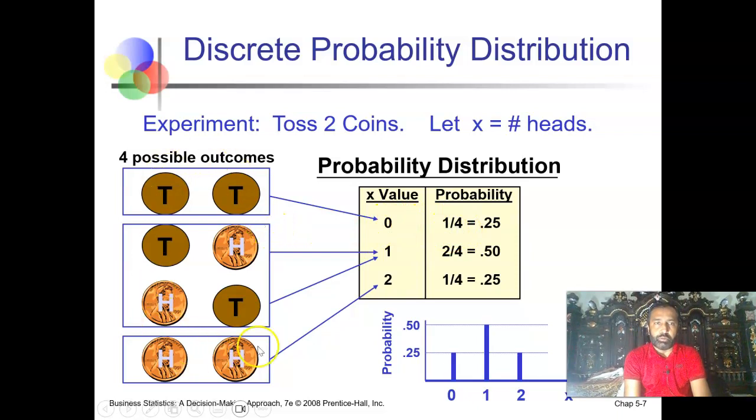And out of 4 outcomes, there are 2 outcomes in which we have 1 head, the second one and the third one. So the probability of 1 head will be 2 divided by 4, which is equal to 0.5, and for the probability of getting the head both times, 1 is the outcome, the last one, and the total number of outcomes is 4. So 1 divided by 4 is equal to 0.25. Now if we add all these probabilities, their sum will be equal to 1.